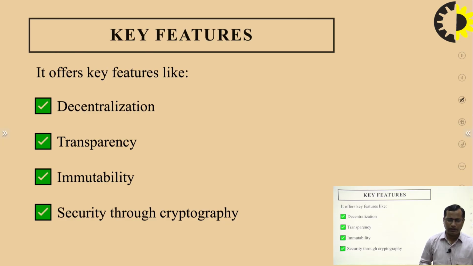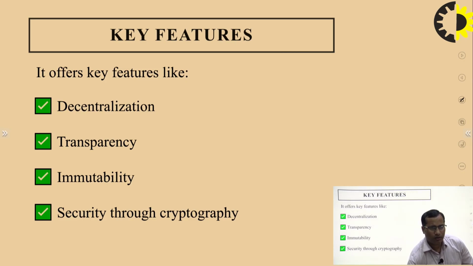So this blockchain technology provides decentralization, and yes, it also provides transparency. That means the data is available to all the peers. Data is available across the system. So anyone can see the data.